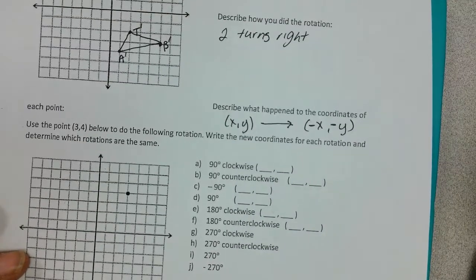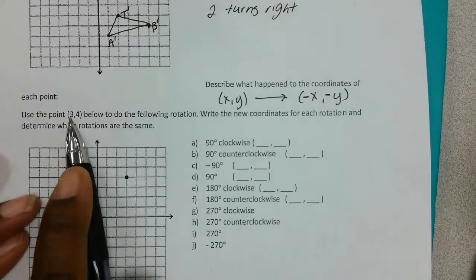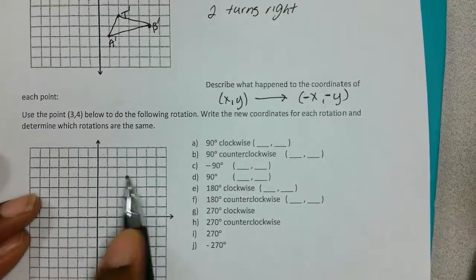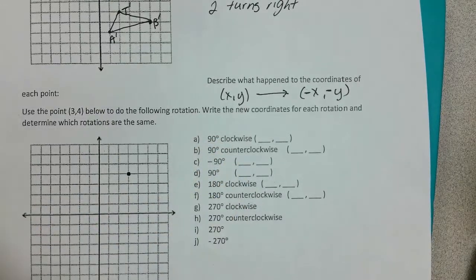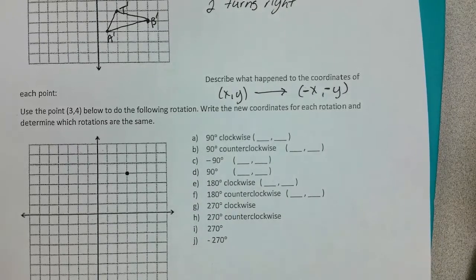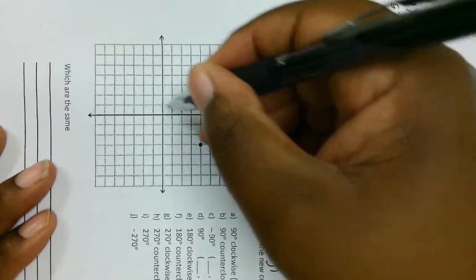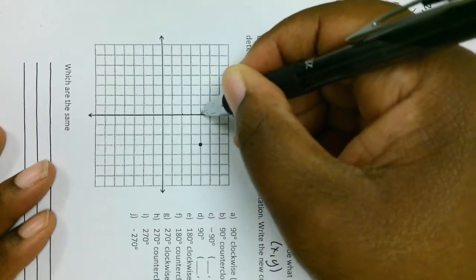Now if we go through this part down here, basically what we want to see is what kind of rotations would give us the same outcome. We're using the same point, which is 3, 4, located here. They're telling us how they want us to turn the paper, and then they want us to give them the new coordinates. So it says do a 90 degrees clockwise. Clockwise we said is to the right, so I need to turn my paper 1 to the right. When I turn my paper 1 to the right, where is this point? 1, 2, 3, 4, 1, 2, 3. So it's at 4, -3. It went to the 4th quadrant.